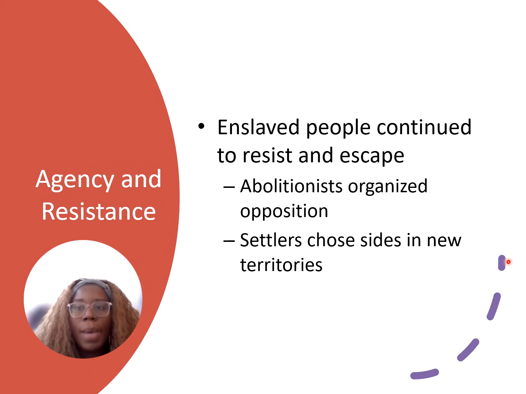Okay. So now we're going to talk a bit about agency and resistance. Although political leaders attempted to manage the conflict between the North and the South through laws and compromises, individuals consistently shaped events through their actions. So far we've talked a lot about what the federal government or political leaders have done, but now we're going to talk about individual people and their agency as well, because they are part of this history too.